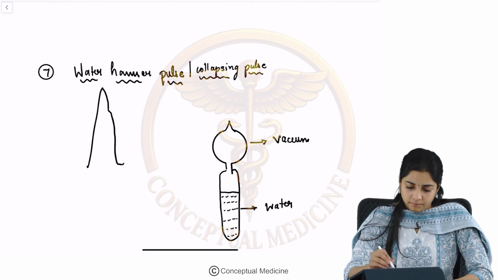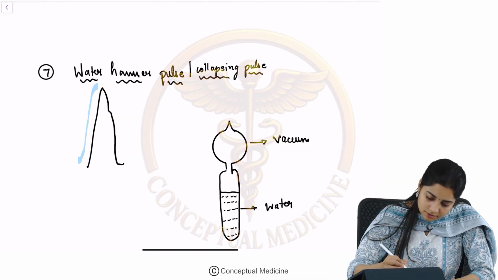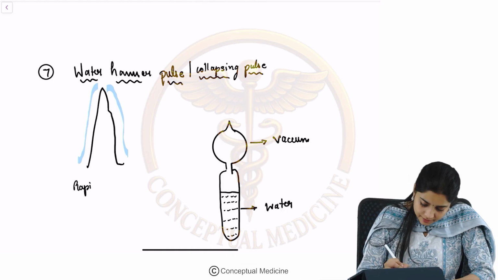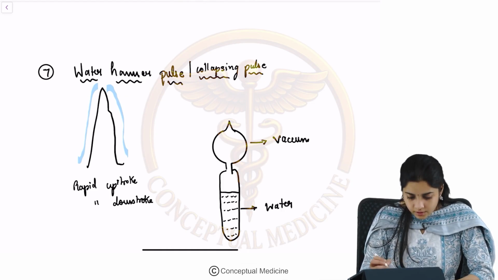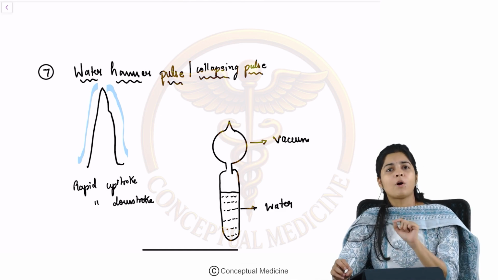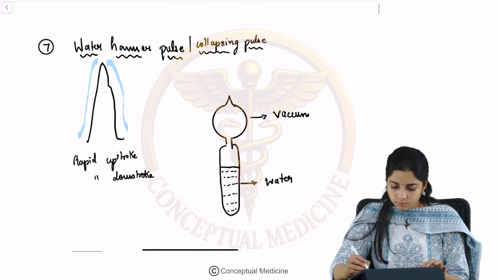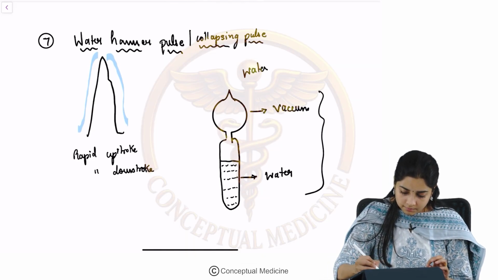What are you seeing here? You are seeing that the pulse has a rapid upstroke and rapid downstroke. This is what we call the water hammer pulse or the collapsing pulse. So what is this instrument here? This is nothing but your water hammer.